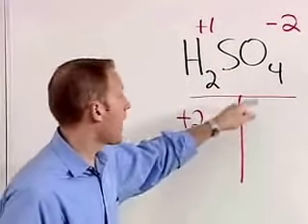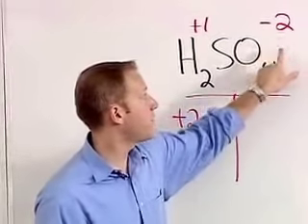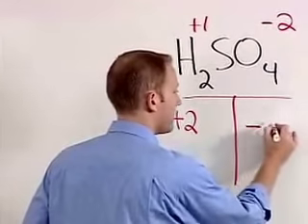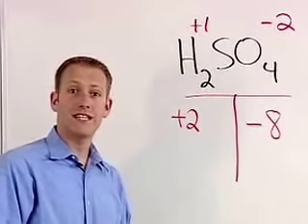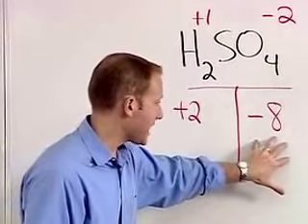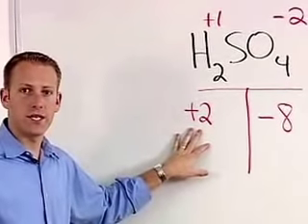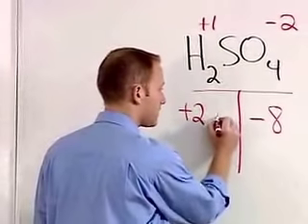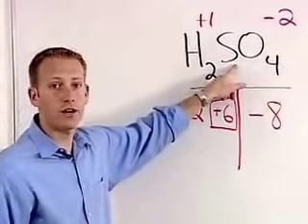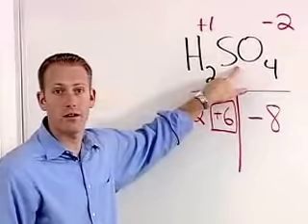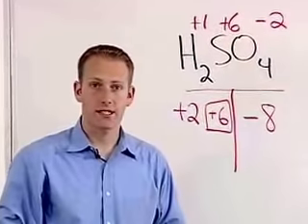Sulfur, we don't know. Oxygen, there are 4 oxygens. Each oxygen is -2. 4 times -2 is -8. Now what are we missing? Remember, we need the negatives to equal the positives. We have 8 negatives and only 2 positives. How many more positives do we need? Oh, that's easy, 6. We need 6 more positives. So what's the oxidation number of sulfur? Since there's only 1 sulfur there, sulfur's oxidation number is +6.